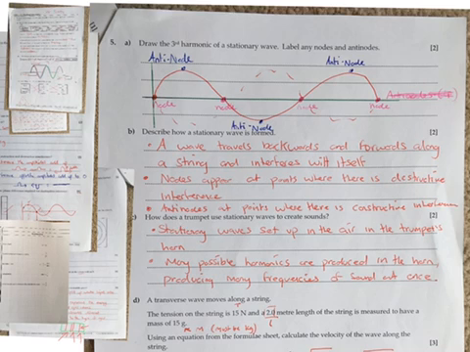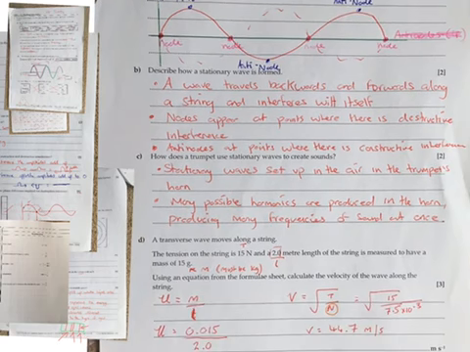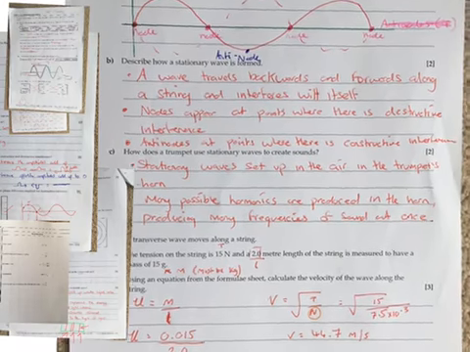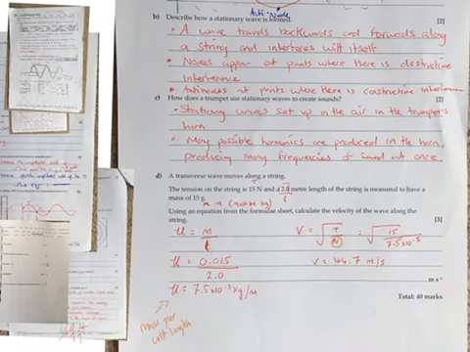How does a trumpet use a stationary wave to create sound? In very much the same way when you've got an open end. So stationary waves set up in the air by the trumpet's horn, and then many possible harmonics are produced in the horn, producing many frequencies that sound at once.